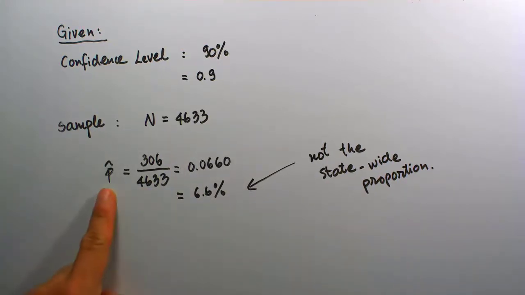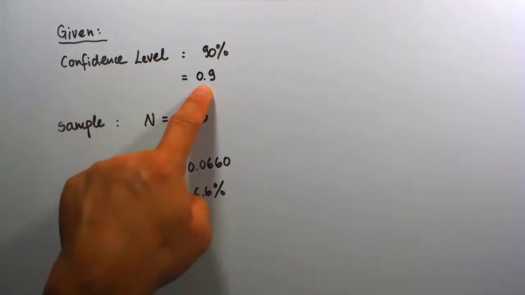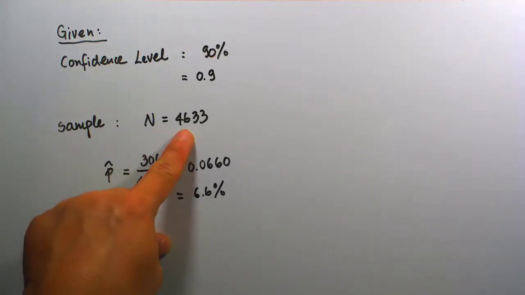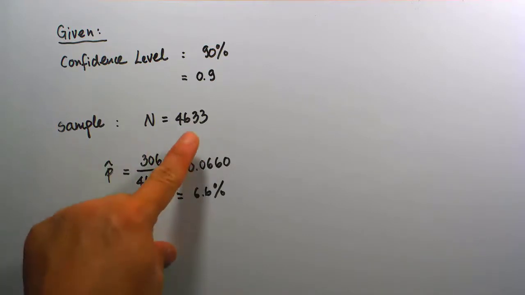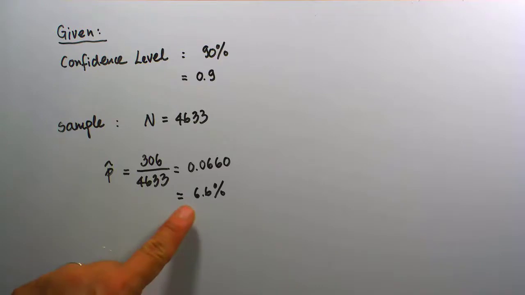And that is a lowercase p hat. And so, really, that's everything we have as far as given information. Confidence level being 0.9 or 90%. We use a sample that's out of 4,633 residents being tested. We found a proportion of COVID-19 positive being 306 out of 4,633 test results. And that came up to a proportion of being 6.6%.